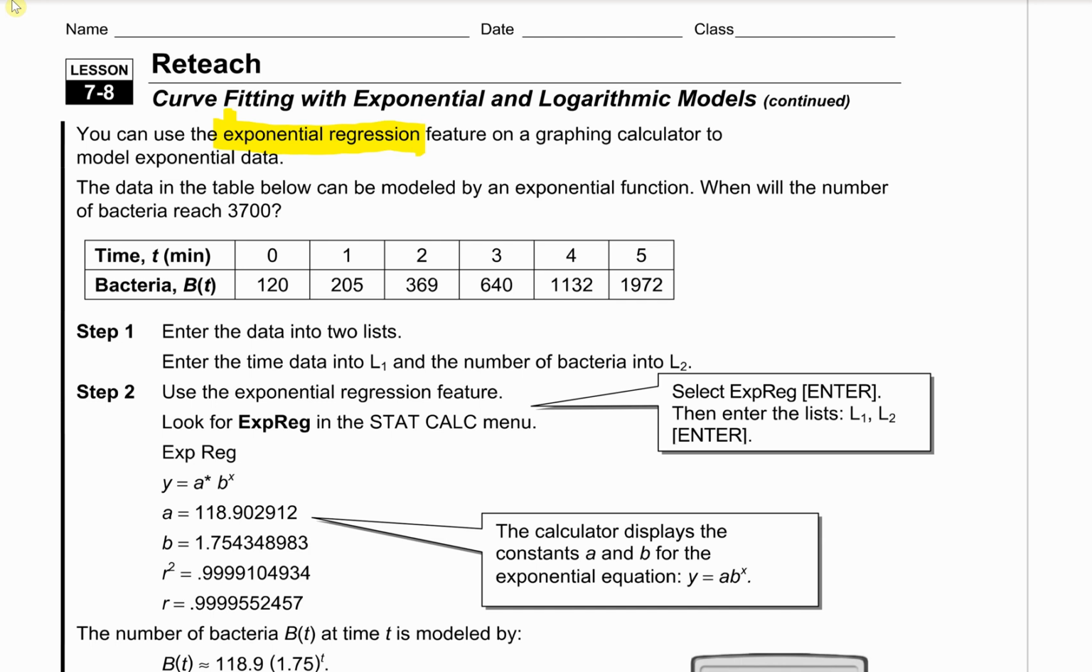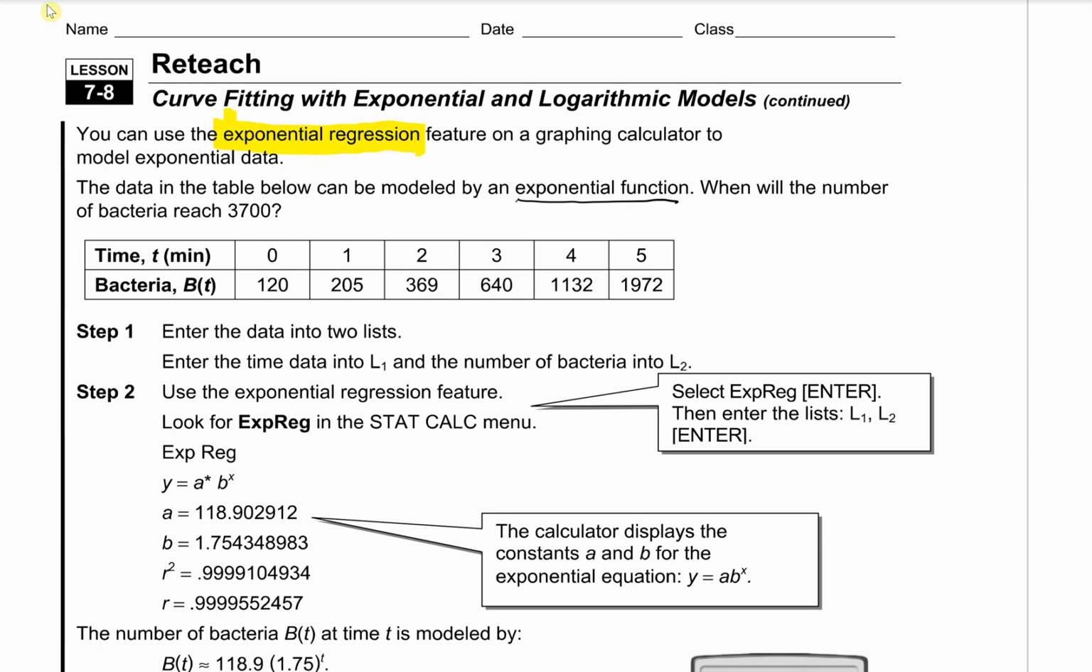This data in the table below can be modeled as an exponential function. Now, that's the important thing. They already said it's exponential. So we don't have to go through the check that we did on the first page in the notes. We just have to assume, because they said it was exponential, that it is.